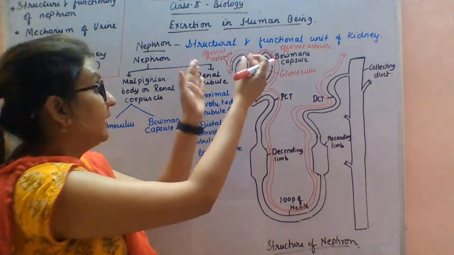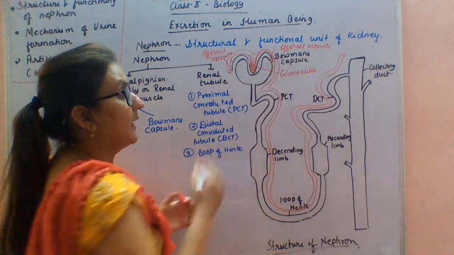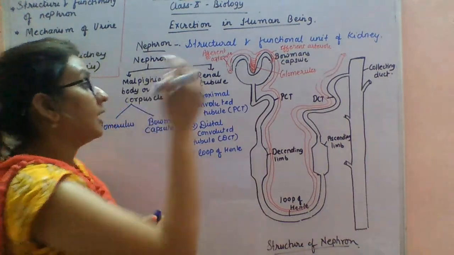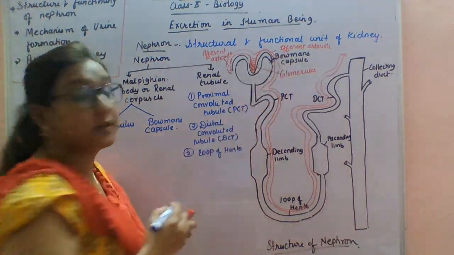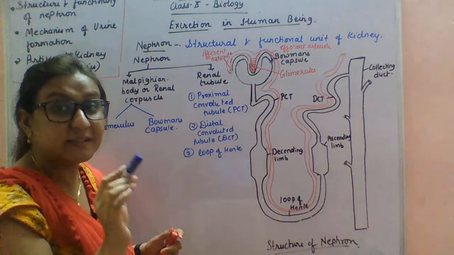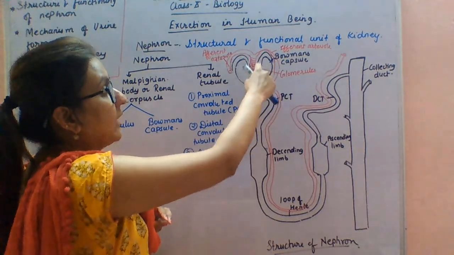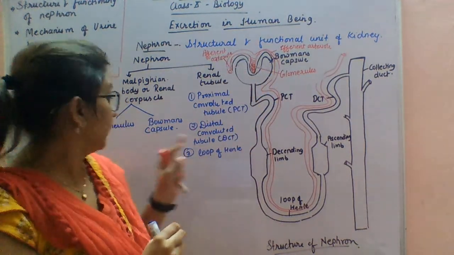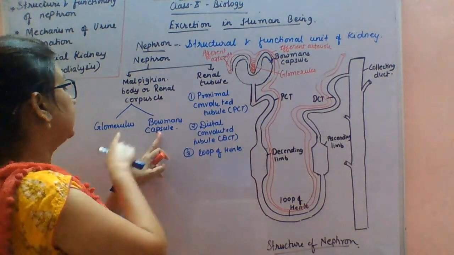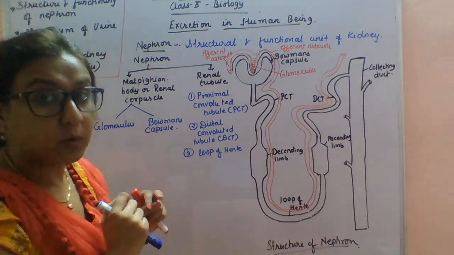See the structure here, the cup shaped structure is present. This cup shaped structure is called Bowman's capsule. And here this tuft of capillaries is called the glomerulus. See here, this is Bowman's capsule, and here the tuft of capillaries is called the glomerulus.